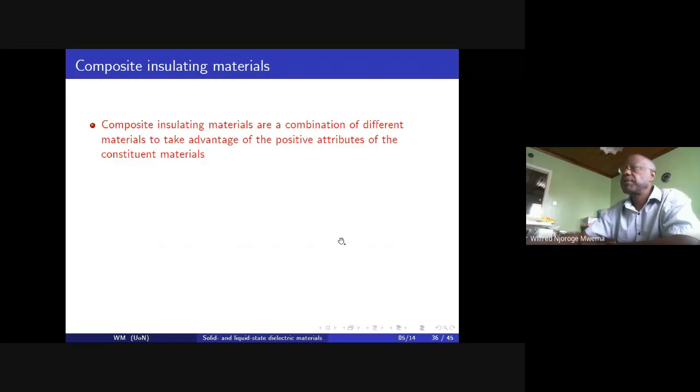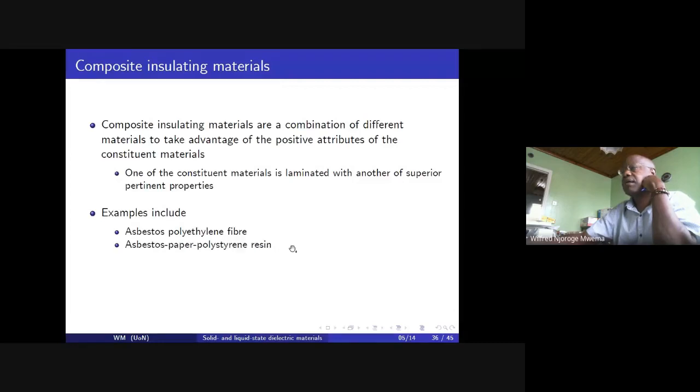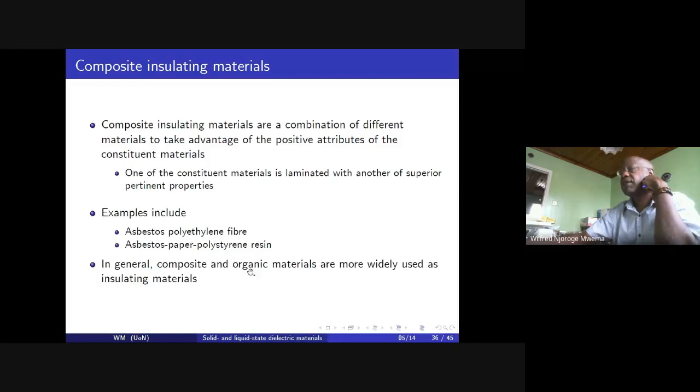So the composite materials are a combination of different materials to take advantage of the positive attributes coming from the constituent materials. And one of the constituent materials is usually laminated with another of superior and pertinent properties. So examples would include asbestos paper with polyethylene resin, and in general, the composite and organic materials are more widely used as insulating materials.